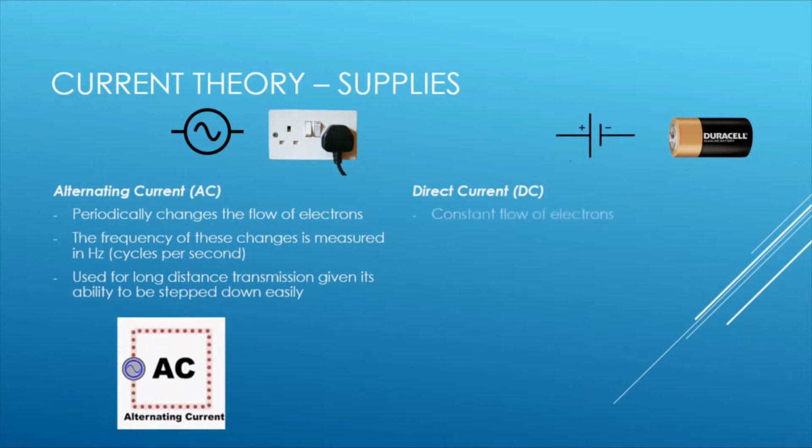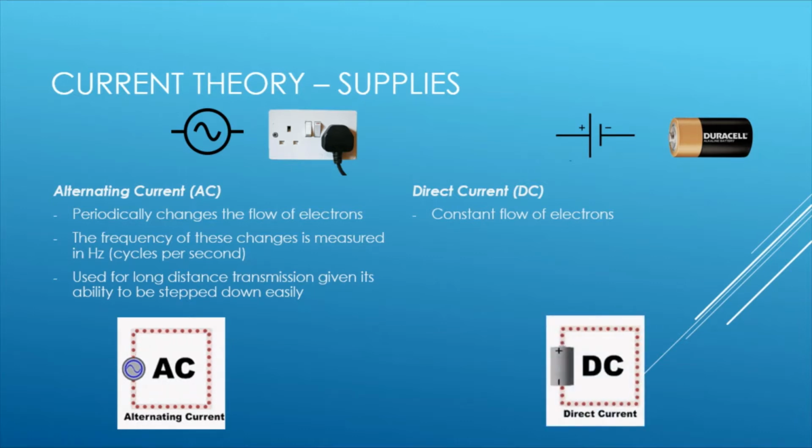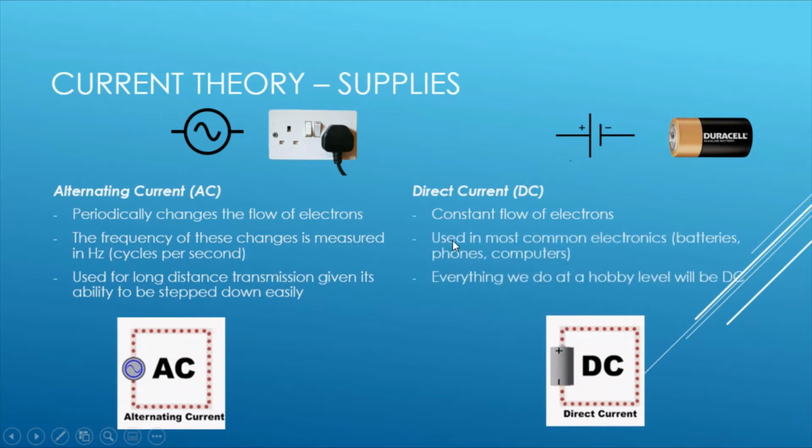So direct current, on the other hand, has a constant flow of electrons. When I say that, it has a constant direction. Okay, so here you can see DC, you've got your DC power supply, positive and negative, and it's always flowing this way. And this is used in most common electronics, your batteries, your phones, the computers you're on now, and everything we do pretty much at a hobby level will mainly be DC. Very, very few cases of AC.